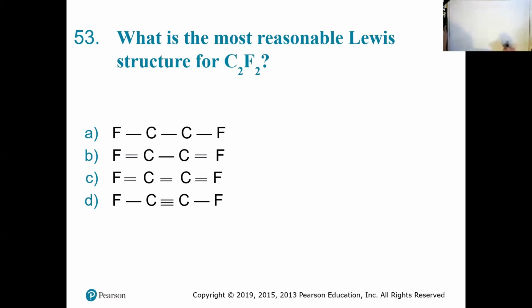This one says, which of the following is the most reasonable Lewis structure for C2F2? All right, we looked at a lot of structures where we had one element that was very clearly the one that goes in the middle. In this case, we have 2 carbons and 2 fluorines, so it might not be as easy to see which one would go in the middle.